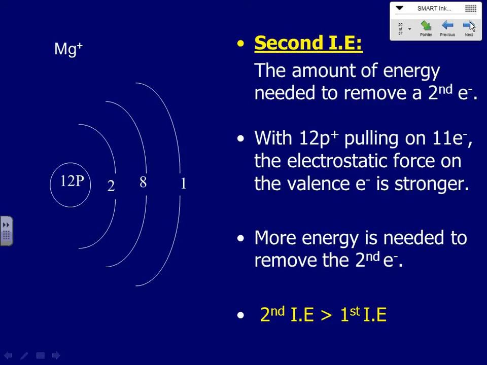A lot more. I like that. A lot more. Let's keep it simple. Why is it going to take a lot more? Yes. It's going to be removed from the second orbit, which is much closer to the nucleus. Therefore, the electrostatic force is much greater. And so to remove it, there's going to be a great big jump in ionization energy because now we're pulling it from the second orbit. Excellent. Good analysis.